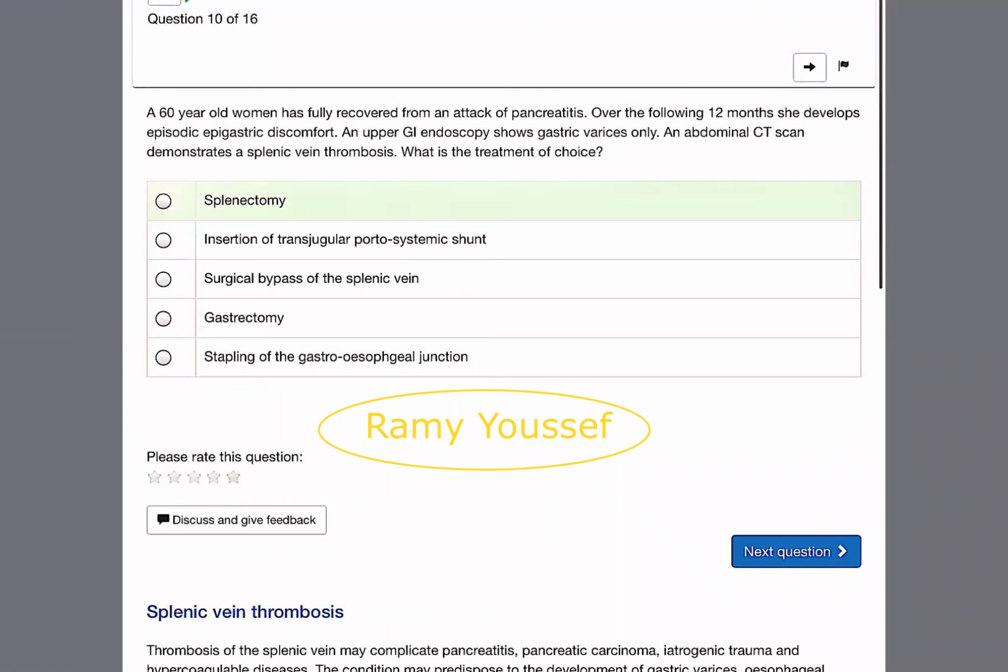Okay? This is the best treatment for splenic vein thrombosis, because we fear portal hypertension and bleeding esophageal varices, so we'll go for this.